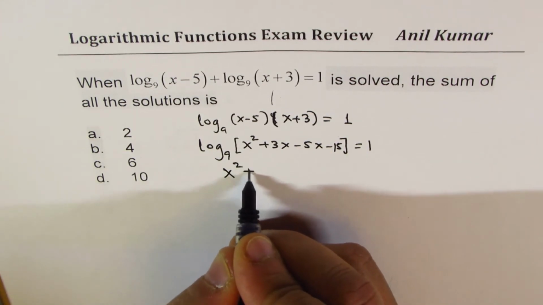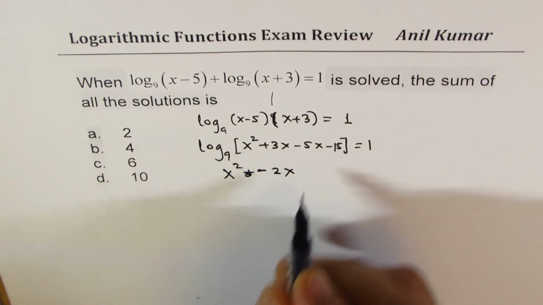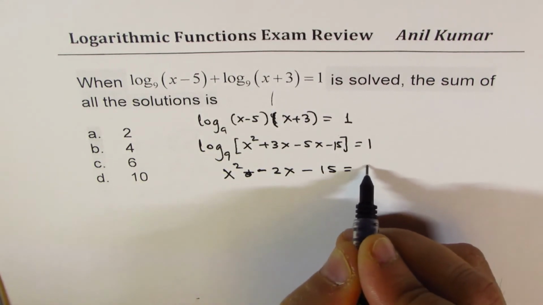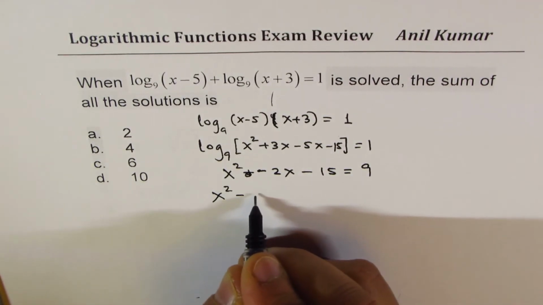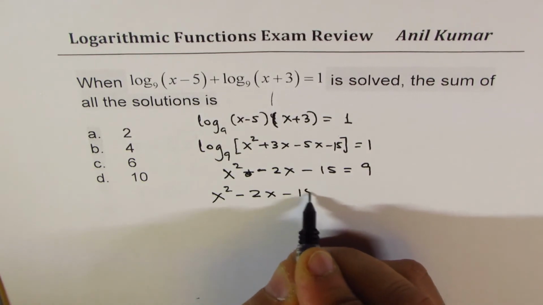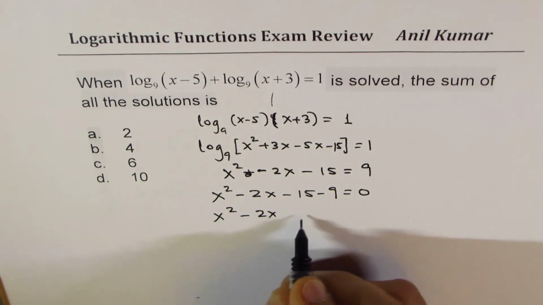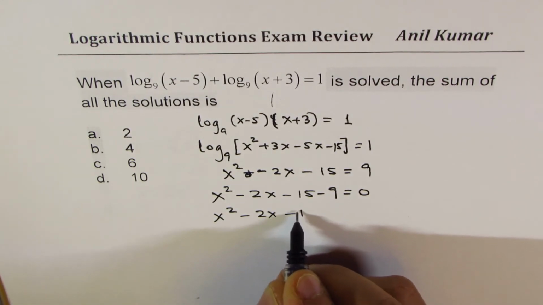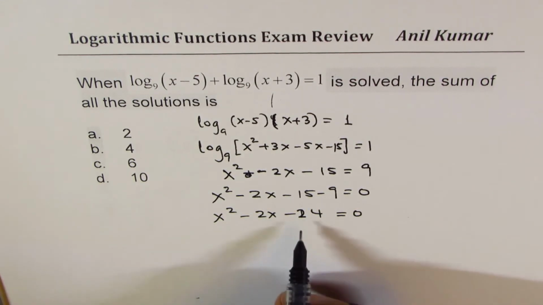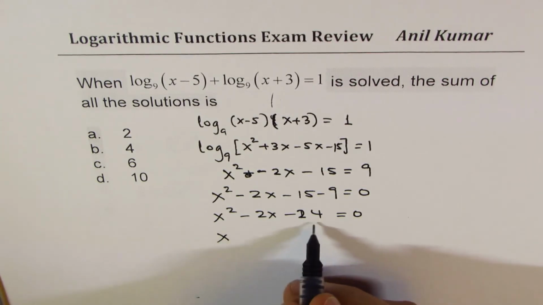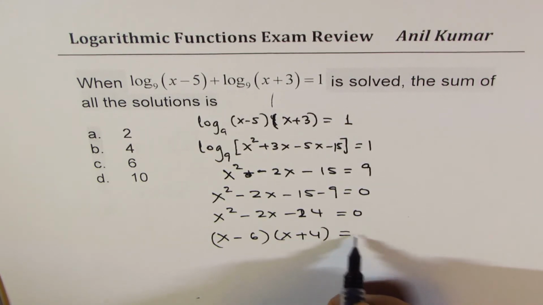So we get x squared plus 3x minus 5x, which is minus 2x, minus 15 equals 9 to the power of 1. Bring 9 to this side. So we get x squared minus 2x minus 15 minus 9 equals 0, which is x squared minus 2x minus 24 equals 0, right? Minus 15 minus 9. Now you can factor this. 6 and 4, so (x minus 6) times (x plus 4) gives us 0.